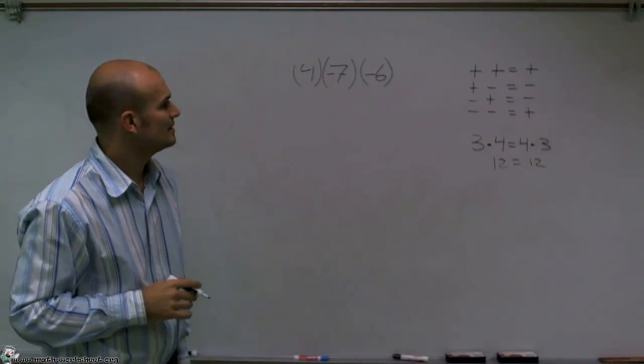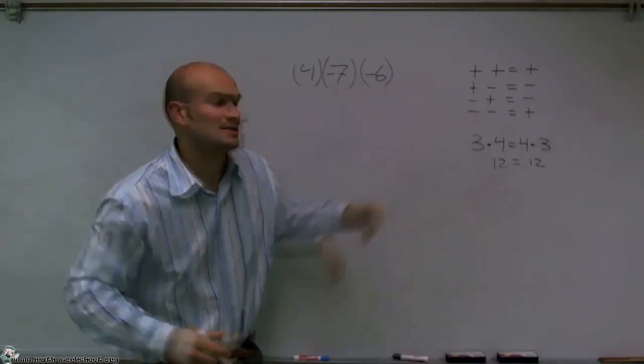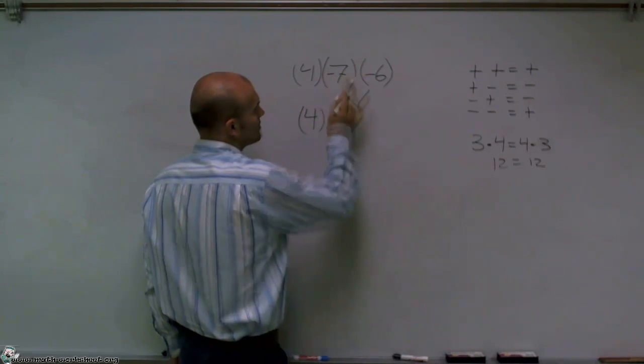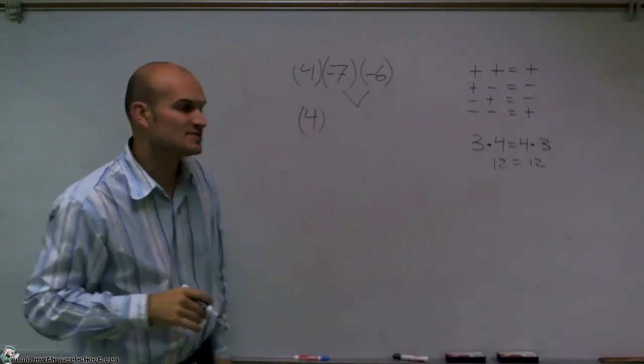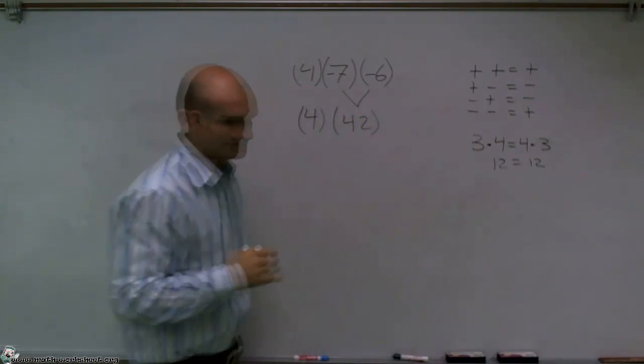Let's multiply our last two numbers because I know that a negative times a negative is going to produce a positive. So if I multiply these two numbers, I'll still have 4 times, and negative 7 times negative 6 is going to provide me with a positive 42.